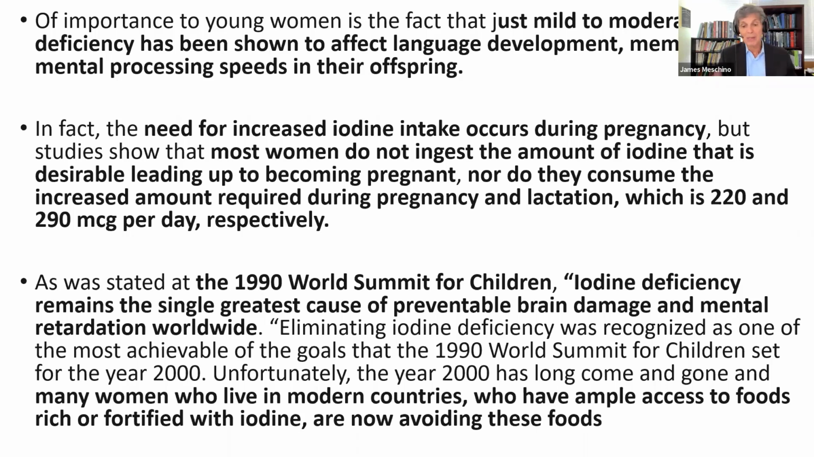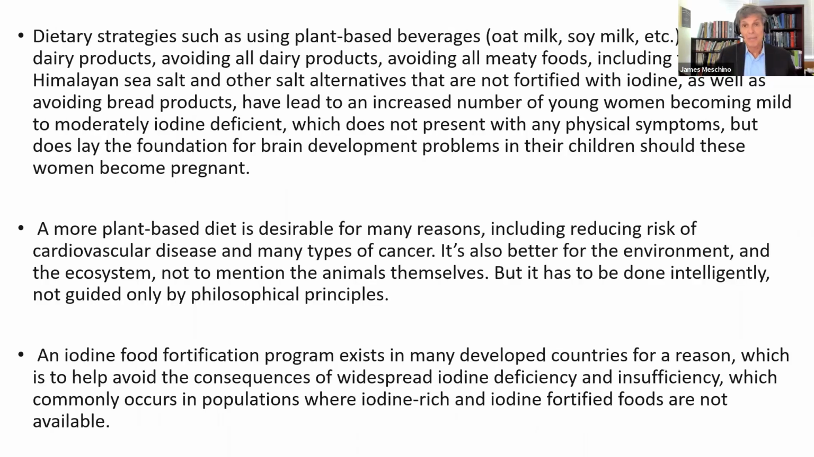Many women who live in modern countries who have ample access to foods that are rich or fortified with iodine are now avoiding them. So dietary strategies such as plant-based beverages, oat milk, soy milk, etc., in place of dairy products, avoiding all dairy products, avoiding all meaty foods, including fish, and using Himalayan sea salt and other salt alternatives that are not fortified with iodine, as well as avoiding bread products, have led to an increased number of young women becoming mild to moderately iodine deficient, which does not present with any physical symptoms, but lays the foundation for brain development problems in their children should these women become pregnant.